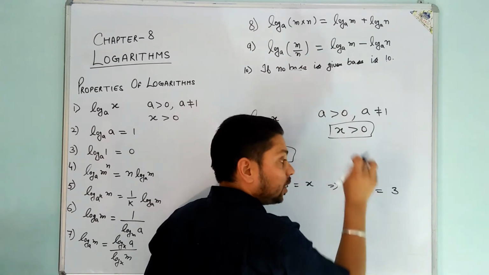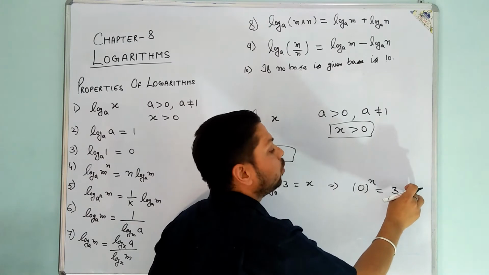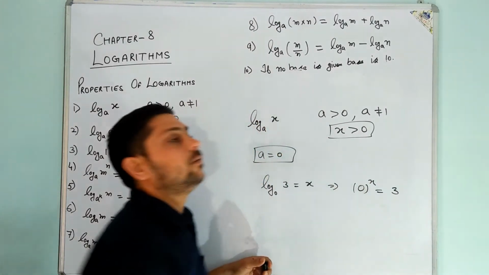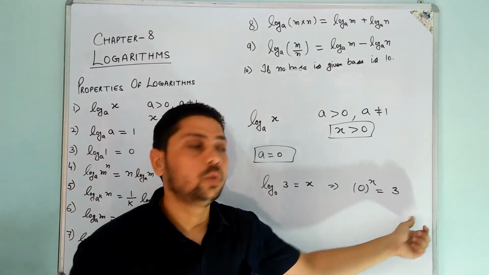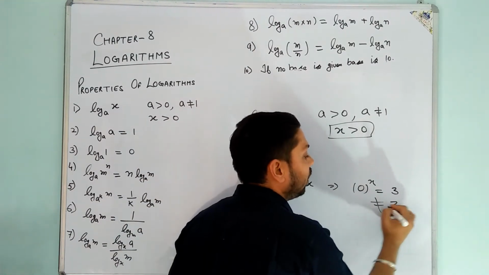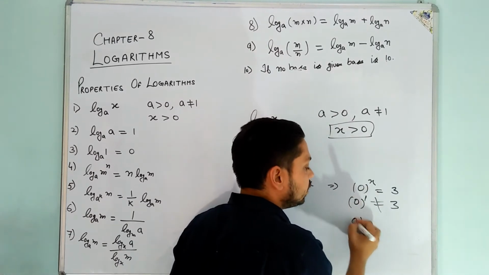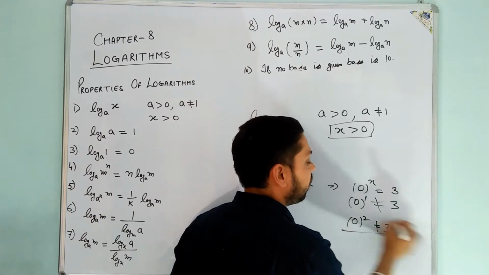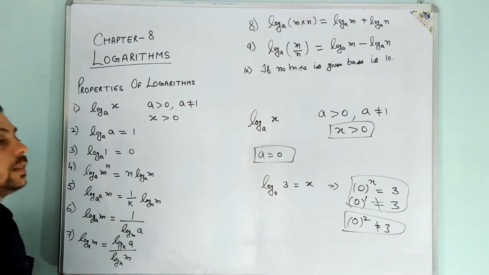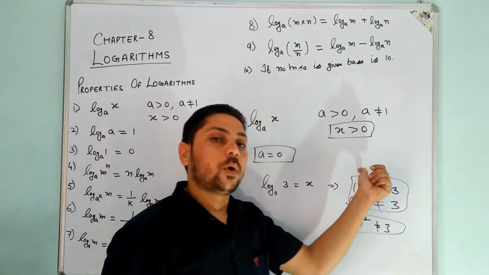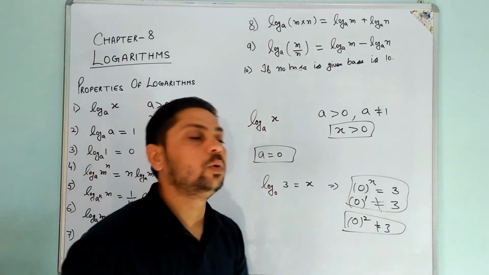Now substitute different values of x and try to prove that it is equal to 3. Take any real value of x, we cannot prove that it is equal to 3. For example, take 1: 0 raised to power 1 is again 0, 0 raised to power 2 is again 0, which is not equal to 3. Take any value here, you can say that this is not possible. So we reject a equal to 0.